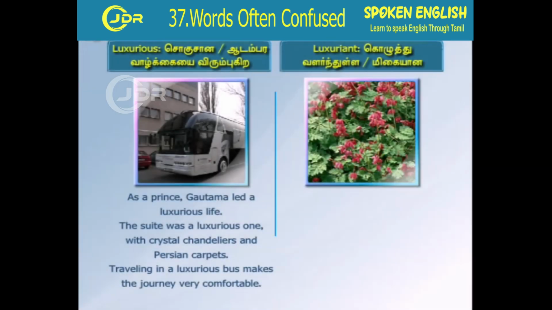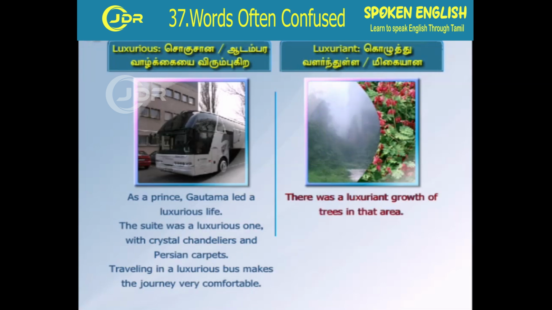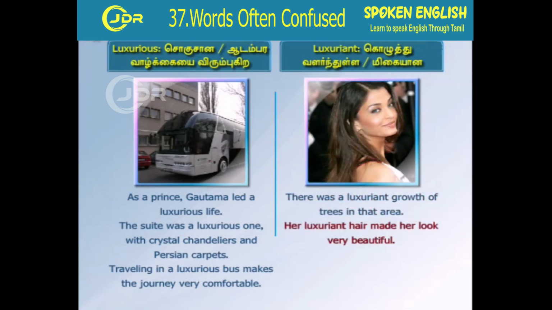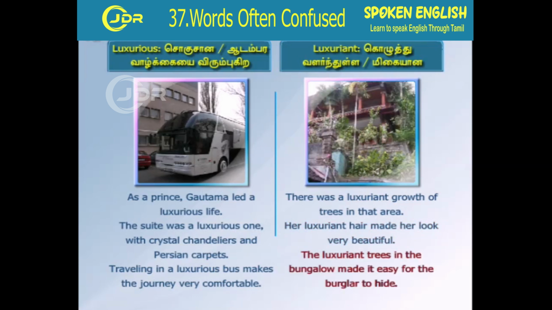Luxuriant. கொடுத்து வளர்ந்துள்ள, மிகையான. There was a luxuriant growth of trees in that area. Her luxuriant hair made her look very beautiful. The luxuriant trees in the bungalow made it easy for the burglar to hide.